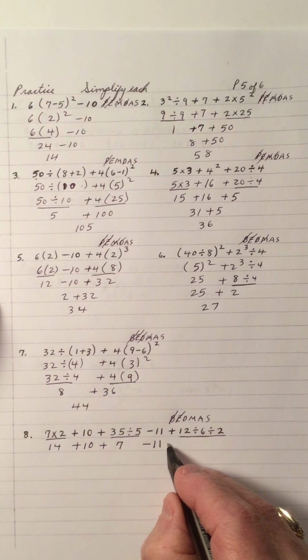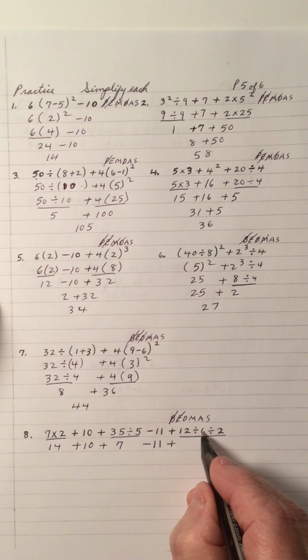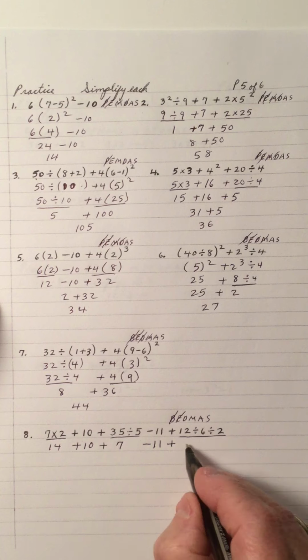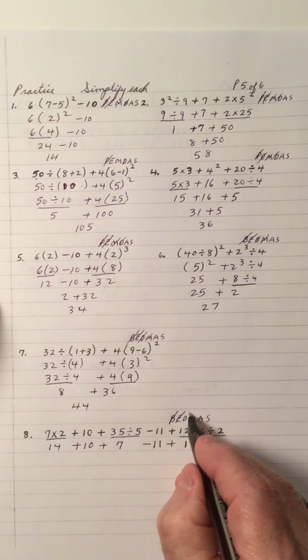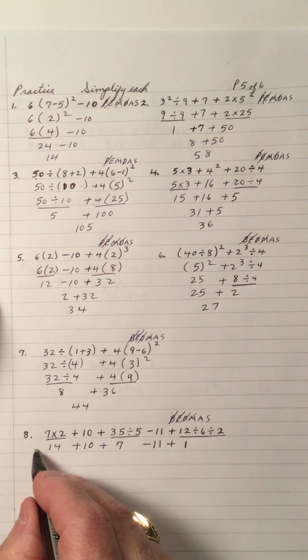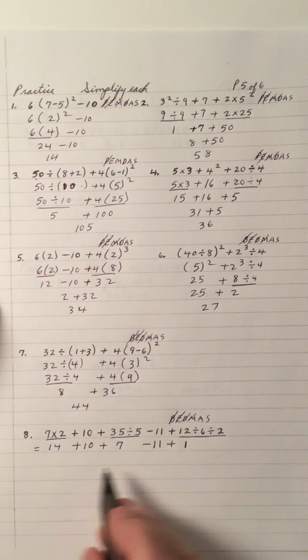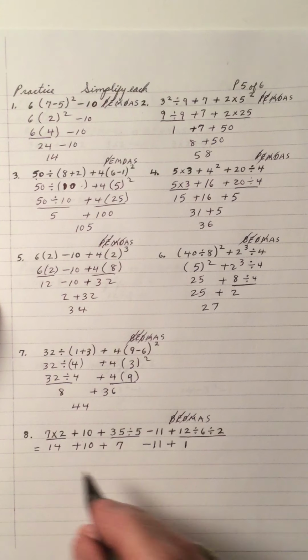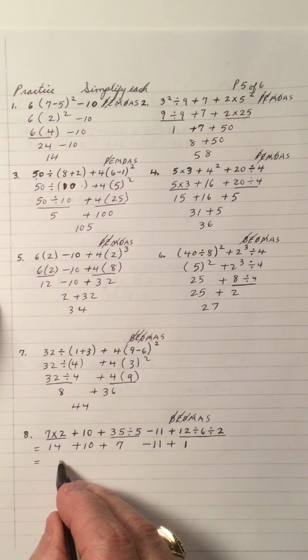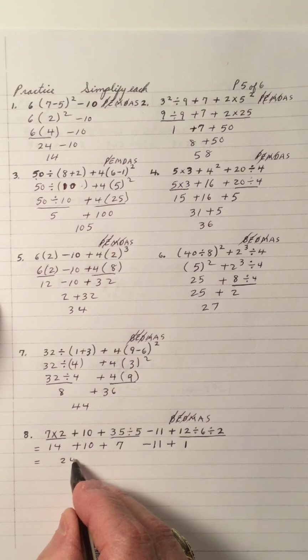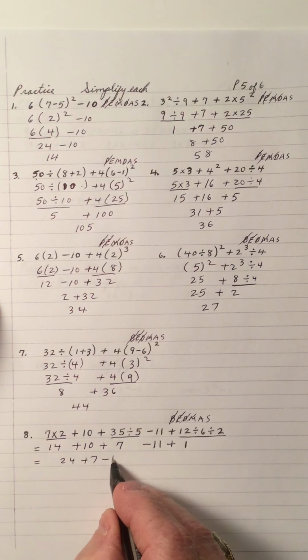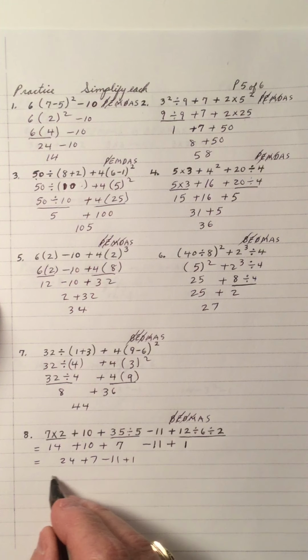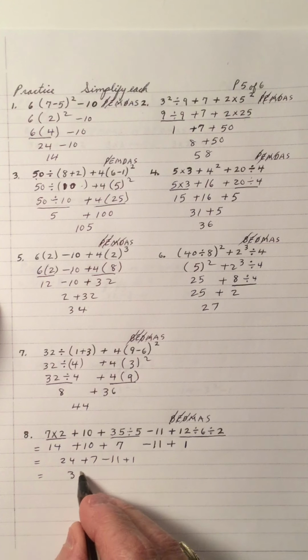Now I've got to work all this out. So 12 divided by 6 is 2, 2 divided by 2 is 1. So that's done. Now I add from left to right, add and subtract. So I have to add these, then subtract, and then add. So I could write all that down and go 24 plus 7, but this takes a little bit of time now. And that's a 31.